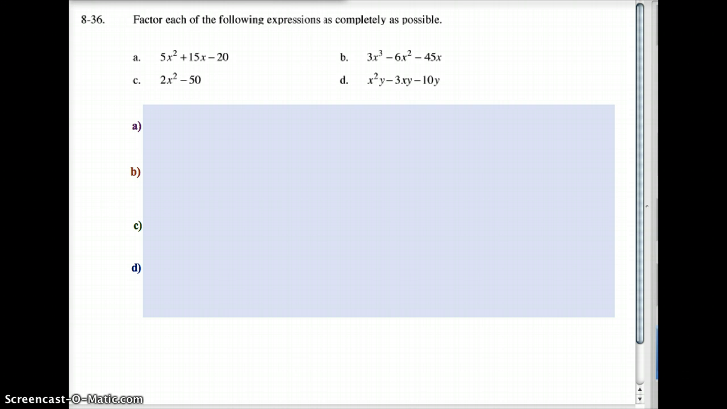Right here. Here's what I want you to do. Pause the video and do these 4 problems real quick. Make sure you understand how to factor these. Go ahead and pause it.